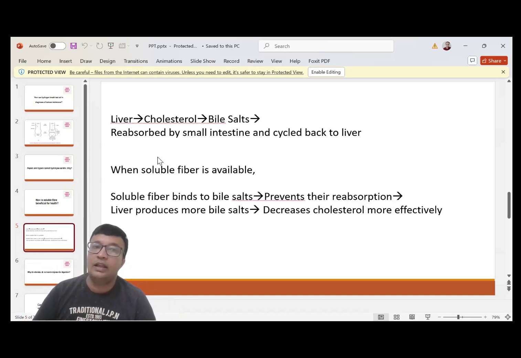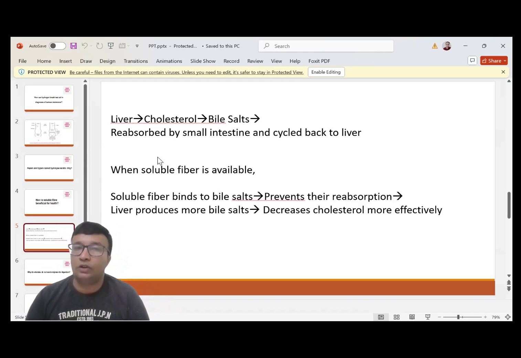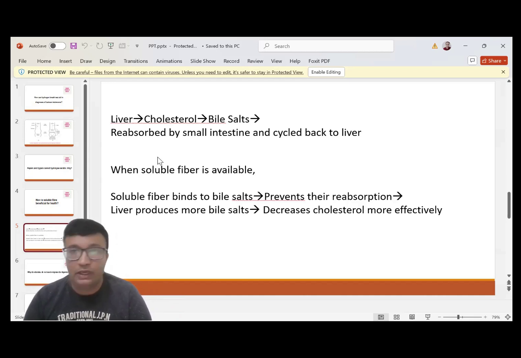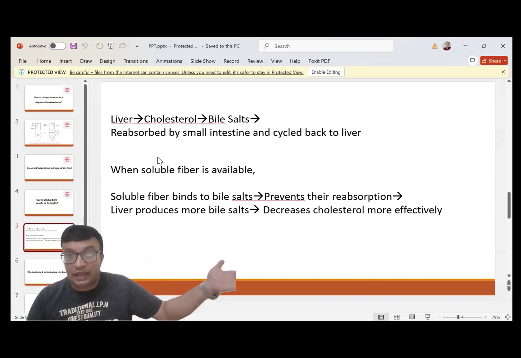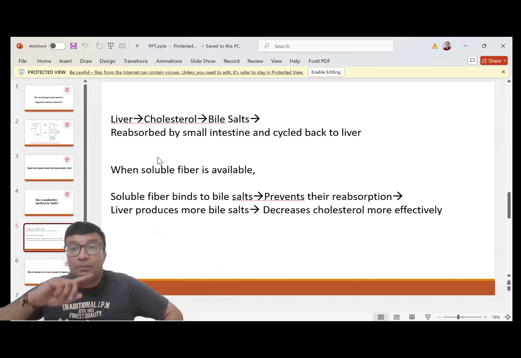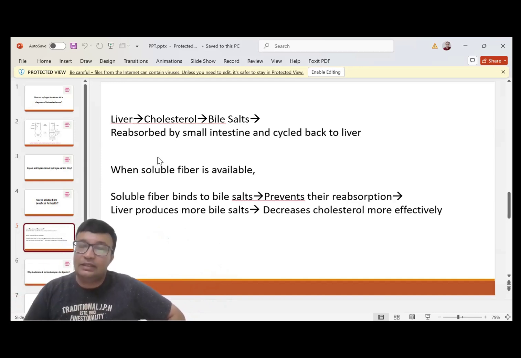Now, what happens when one consumes plant-based soluble dietary fiber? So now the soluble fiber is going to bind with the bile salts. So this is going to prevent their reabsorption from the small intestine. So the bile salts are not available back again to the liver. So liver will be deficient on bile salts. So liver has to produce more bile salts. Producing more bile salts, that means decreasing cholesterol effectively, because new bile salts will be produced.